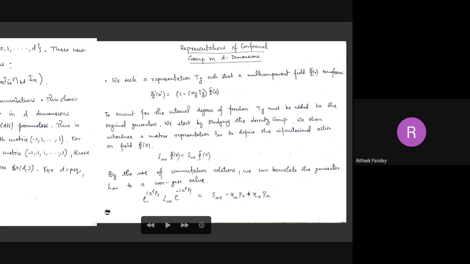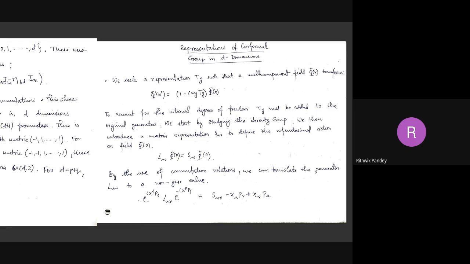But now, as I have the translation operator with me, by the use of commutation relations, we can translate the generator L mu nu, which we only knew as S mu nu at space-time point 0, to a non-zero value. So how do we do that? We translate it using the translation operators using this formula, where L mu nu is sandwiched between e to the minus i x rho P rho and e to the i x rho P rho.